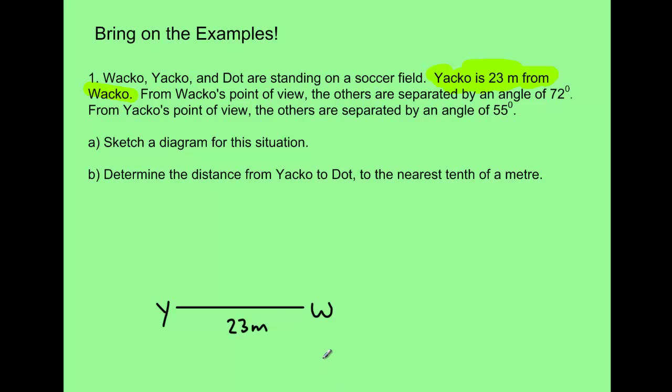Perfect. What's next? From Wacko's point of view, so from W, the others are separated by an angle of 72 degrees. So I have to put Dot somewhere, so let's just put Dot up here. And it looks as though from Wacko's point of view, these two are separated by 72 degrees. So you have to be standing where he is, and we say that they are separated by 72 degrees. And I guess, yeah, we could highlight that as another piece of information here.